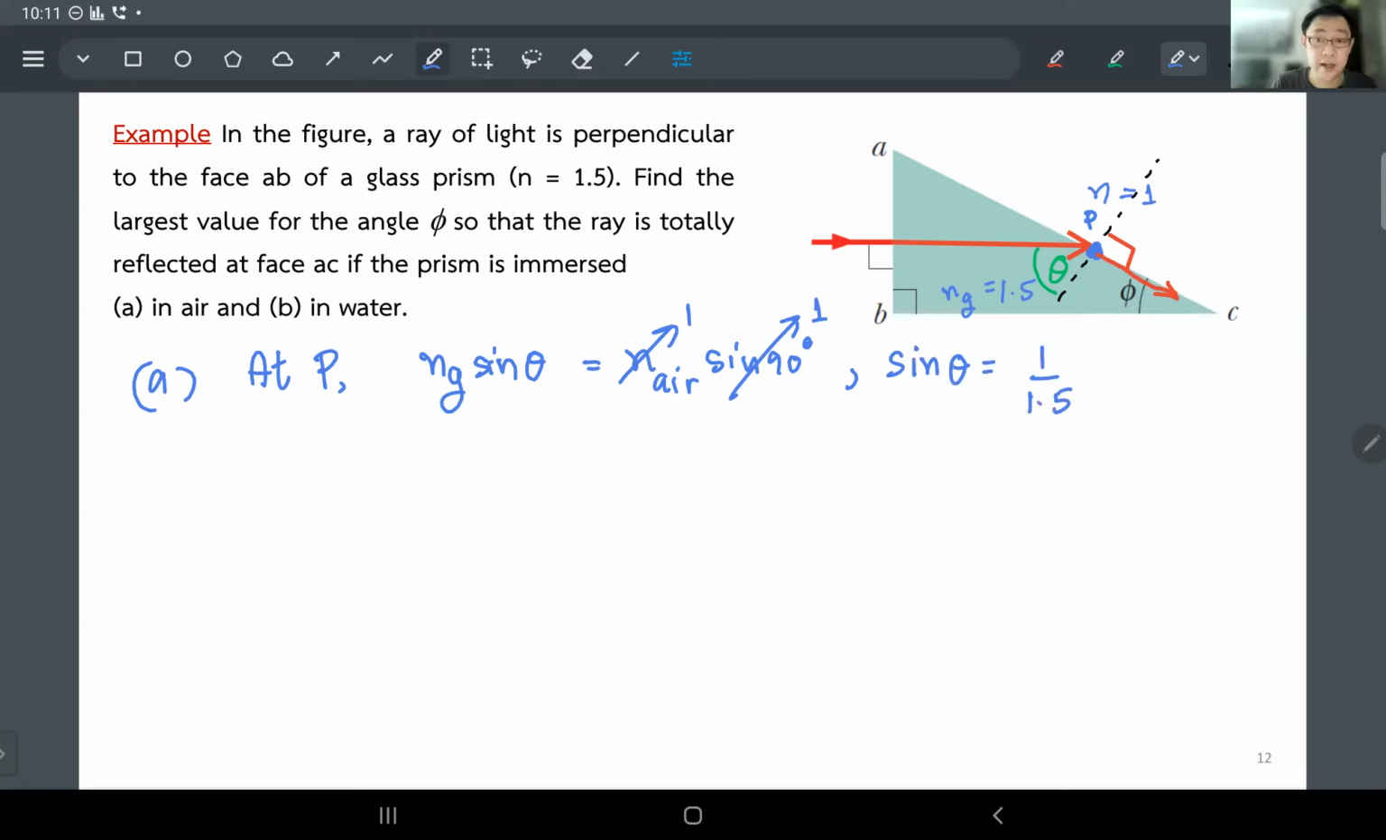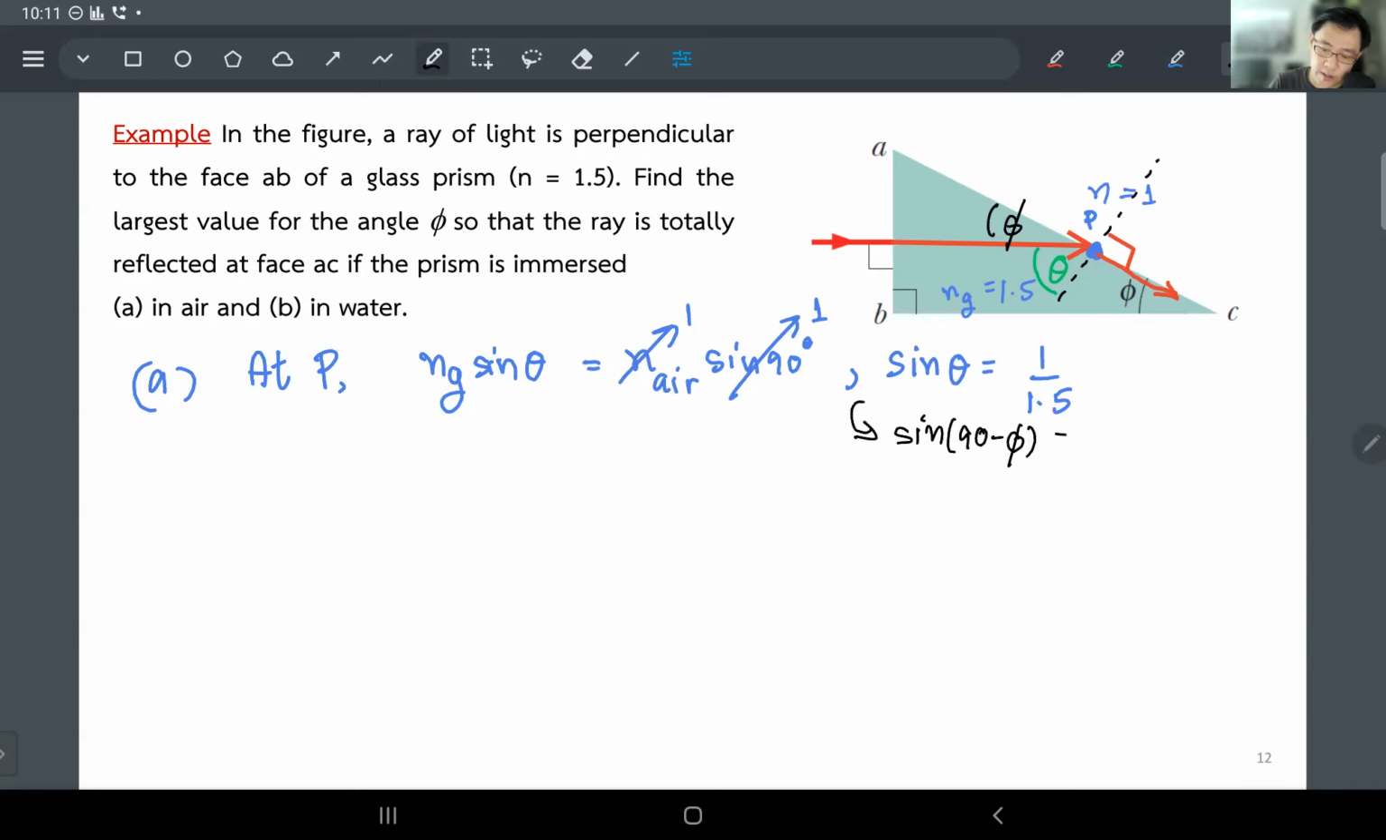You're almost done here, because they want to figure out phi, the apex angle of this prism. Now you know from geometry that if the angle at the apex is phi, then by similar triangles, the angle next to theta is also phi. So that means you can write sine theta as sine of 90 minus phi.